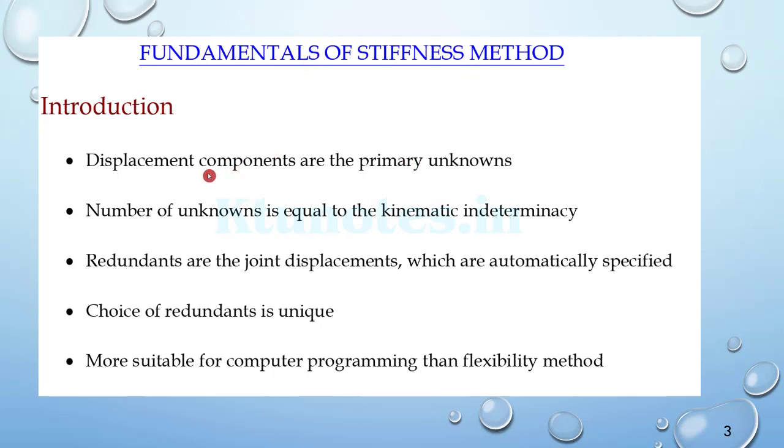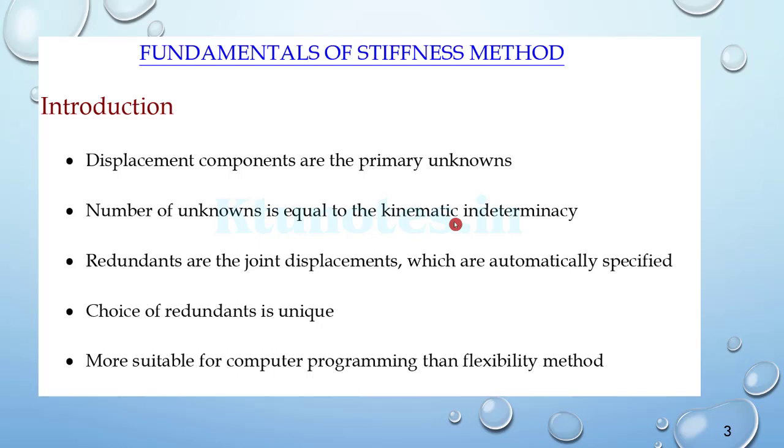So we know the difference between the flexibility method and the stiffness method is that in the flexibility method, the forces are the unknowns. That's why we are applying a unit force and we are measuring the corresponding displacements, which are known to you. In the case of the stiffness method, you are aware of the forces, but here the displacement components are the primary unknowns.